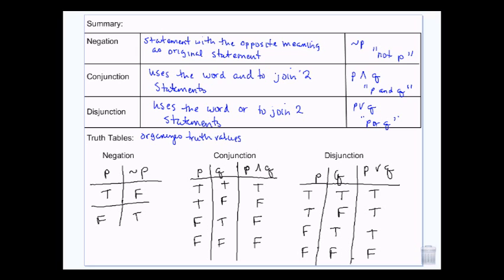So that's how I get the first two columns of true and false. P being true can be paired up with a true Q or a false Q. And then P being false can pair up with a true Q or a false Q. Again.